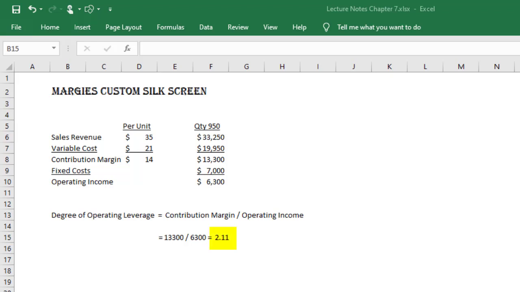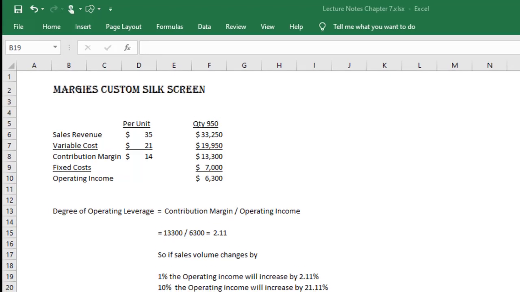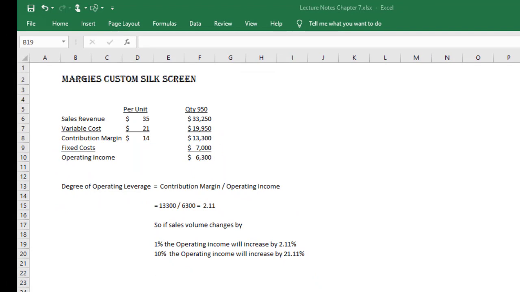So what that means is that for every dollar in sales that changes, goes up or goes down, the operating income, the profit at the bottom, is going to change by twice that much, by $2.11. So if my sales change by 1%, then the operating income will increase by more than twice that, 2.11%. If my sales were to go up by 10%, my operating income would go up by 21%. So a $1 change in sales means more than a $2 change in operating income.